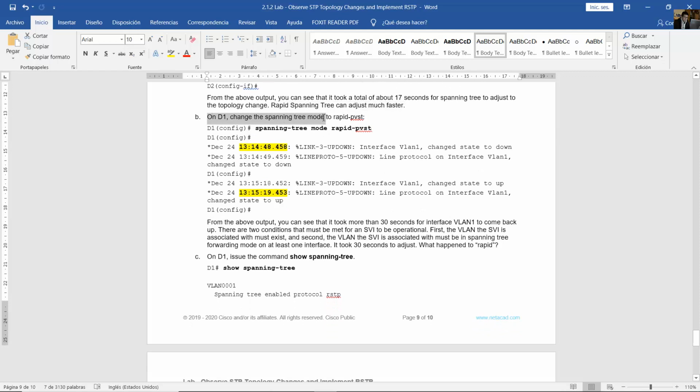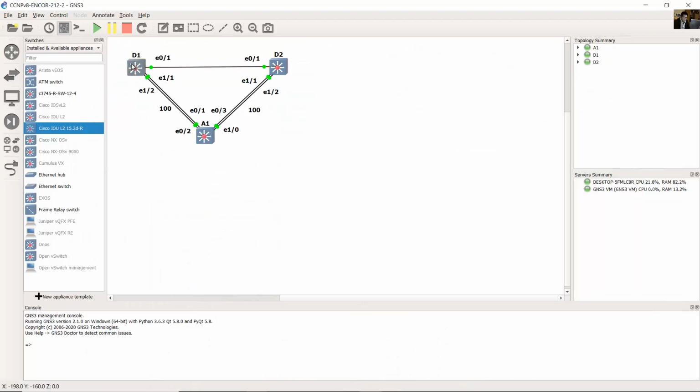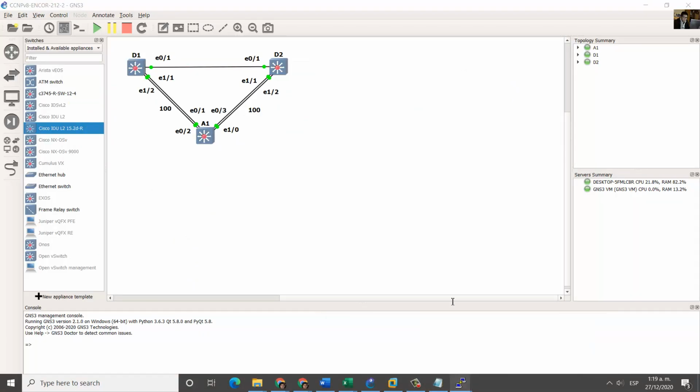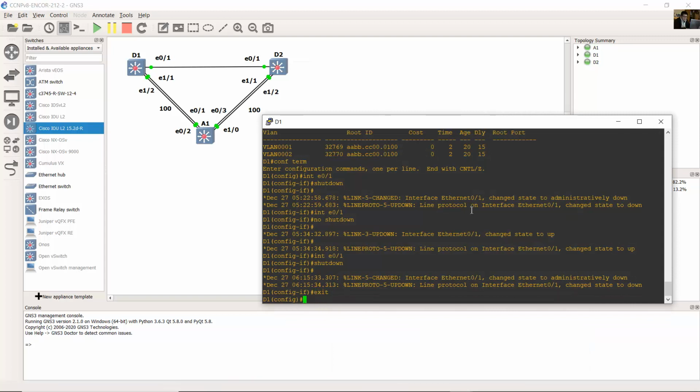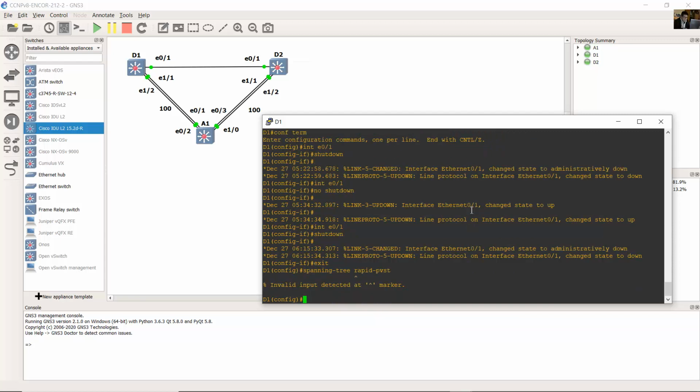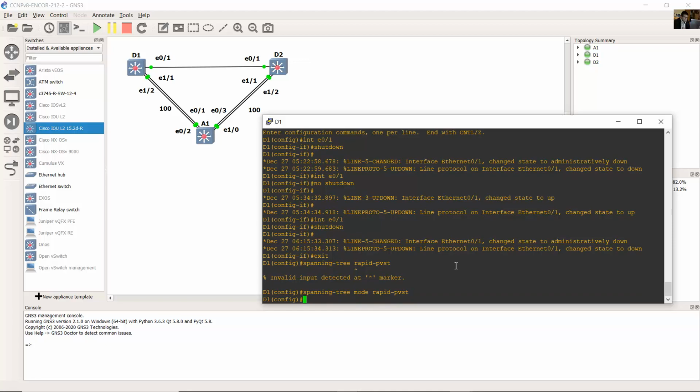On D1, change the spanning tree mode to rapid per VLAN spanning tree. Okay, go to D1. Exit, spanning tree mode rapid per VLAN spanning tree. Enter.